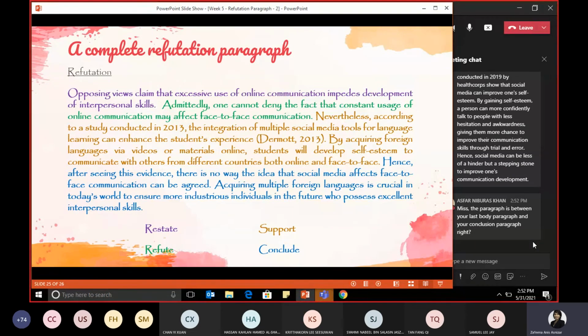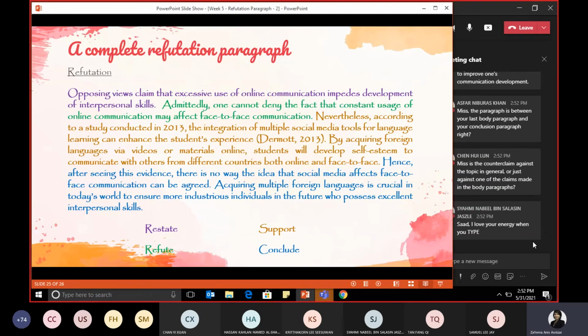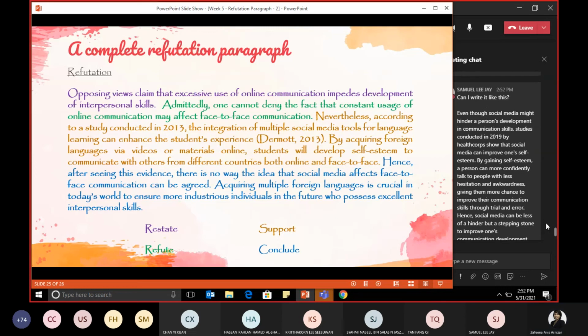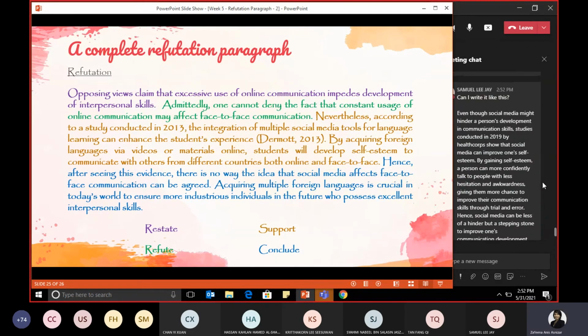Okay, so your refutation paragraph, you have to write it before your concluding paragraph. So before you write your concluding paragraph, you must add one more paragraph under your body paragraphs to include your refutation paragraph. Yes, Samuel, you can write this.